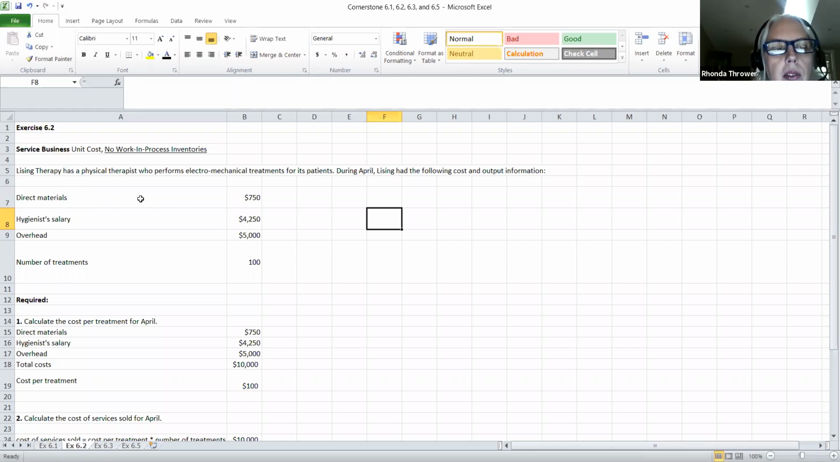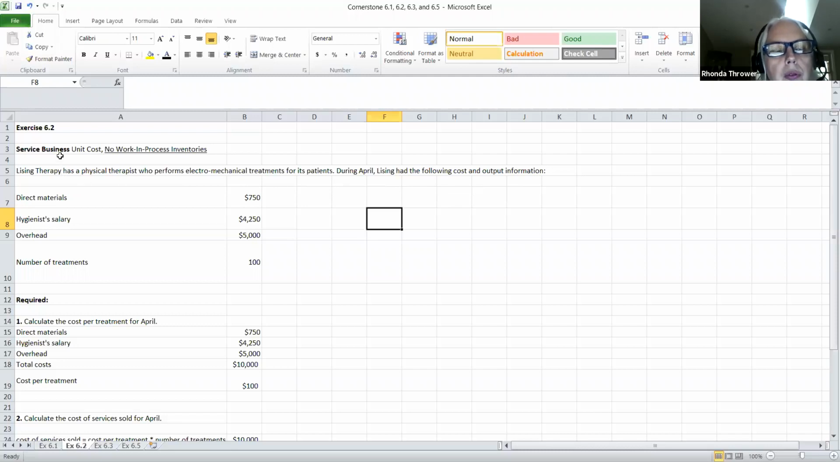And that is, if they're performing services that are so similar, it would be hard to distinguish one service from another service. In this case, we're going to be a physical therapist who is performing electromechanical treatments for his patients. So evidently they do the same type of service all day long for their patients. During April, they had the following cost and output information.